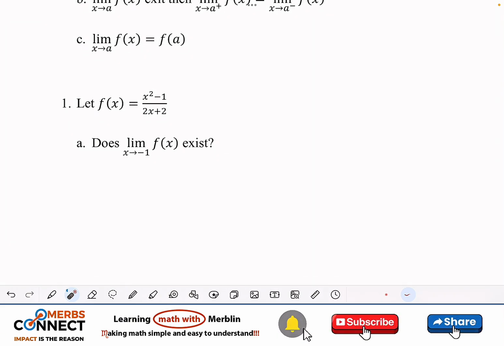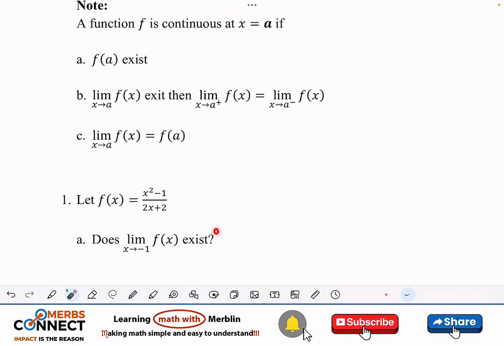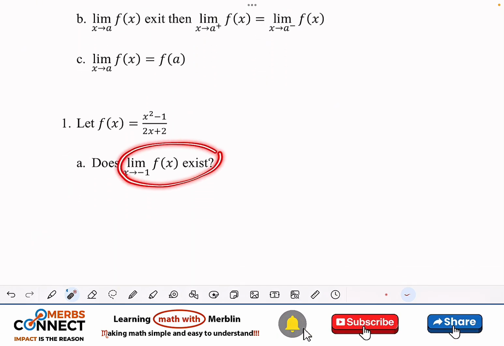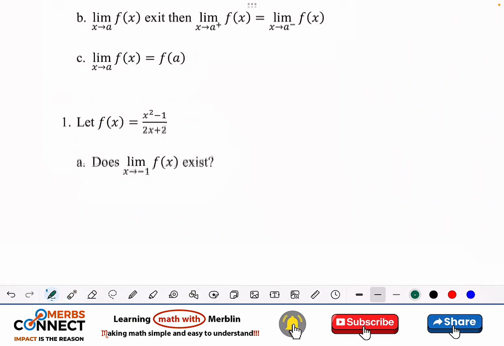So first, we are given this and the question is asked, does this exist? So let's go to continuity. For this to be in existence, the left and then the right should be the same, right? The right and the left should be the same. So for us to conclude on this, we need to find the left and then the right. So let's do so.